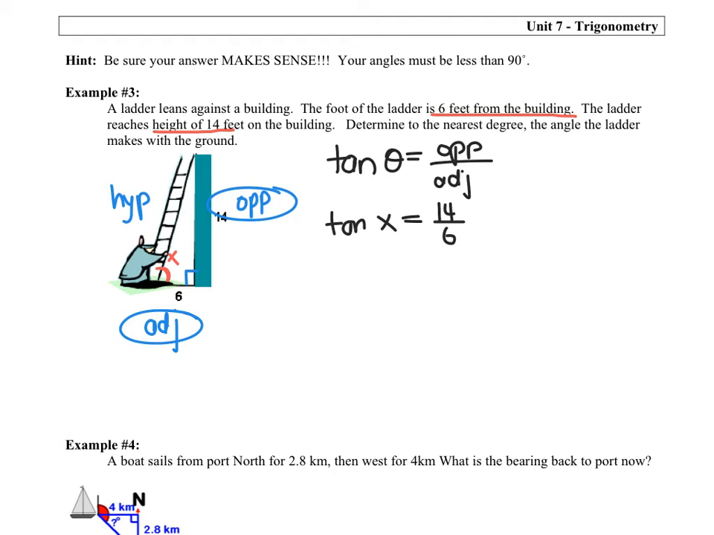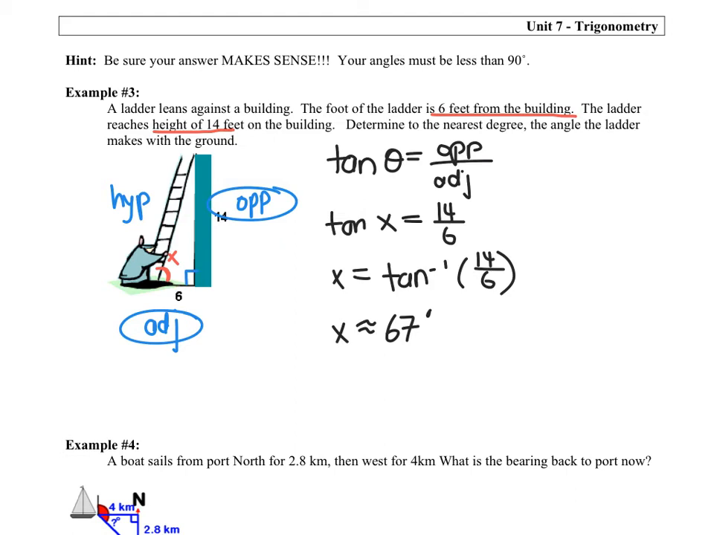And again, whenever you're looking for an angle, you're going to be using that inverse button. And that's why I said in the previous video that solving for angles is actually a little easier and quicker than solving for sides, because it's always that inverse button of your fraction. So now when I plug it into my calculator, I get rounded 67 degrees.